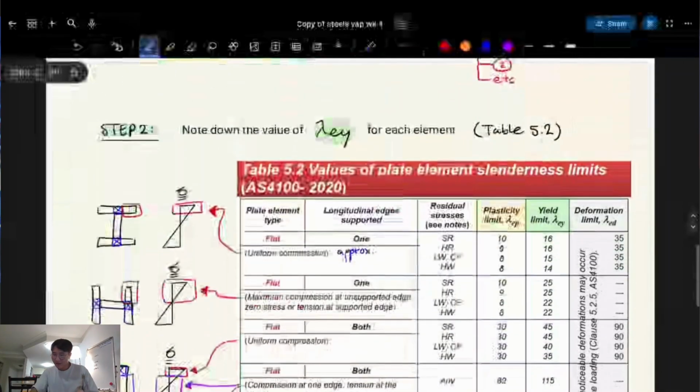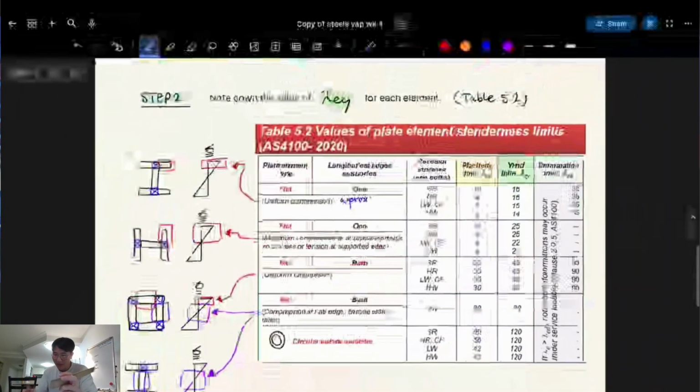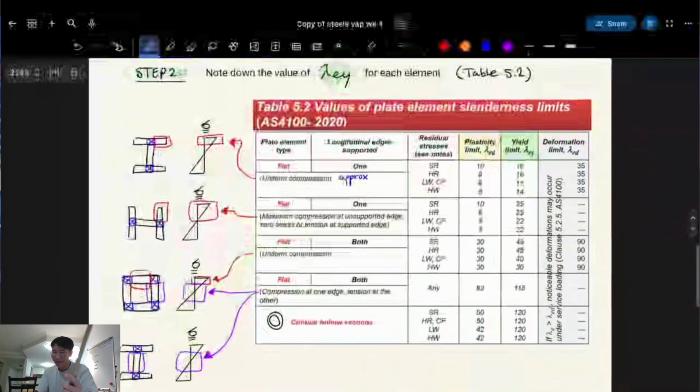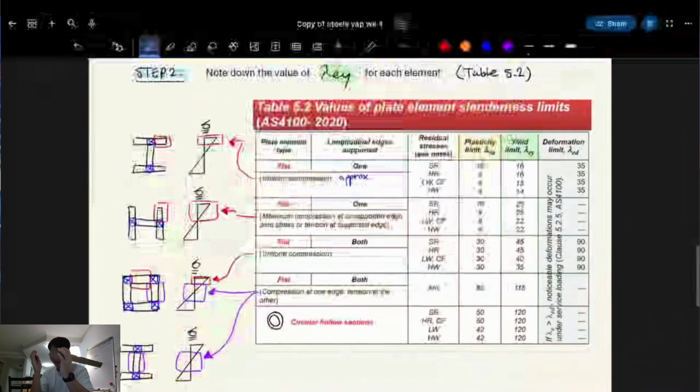We have to note down what the yield limit is for every element, which we can find from the table. This table should look a little bit similar to the one from the compression assignment, but parts of it are different. It's almost the exact same thing and uses some of the exact same values, but you have to be able to interpret what some of the description says.